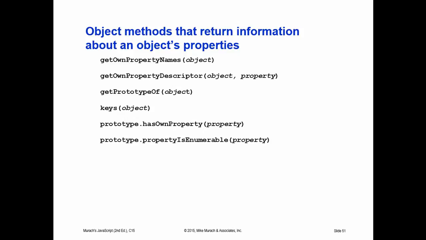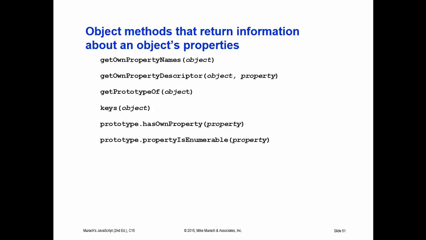The second one, getOwnPropertyDescriptor, returns an object containing the values for the specified property's attributes if the property is created directly on the specified object. The third, getPrototypeOf, returns the prototype object of the specified object. The fourth, keys, returns an array of all enumerable properties created directly on the specified object. It does not include properties in the prototype chain.